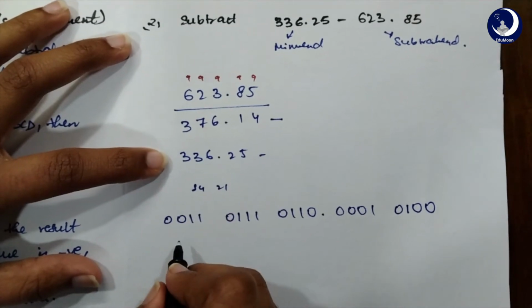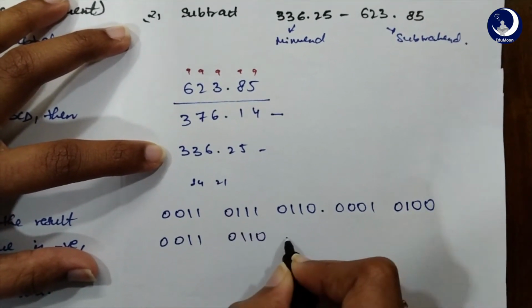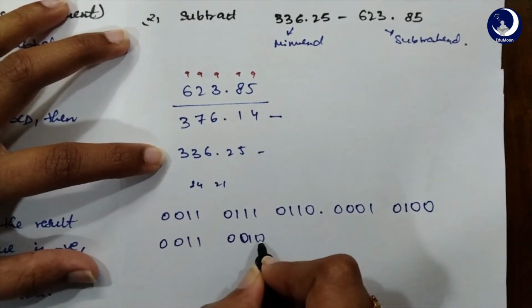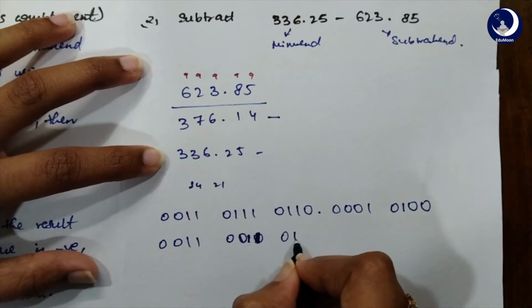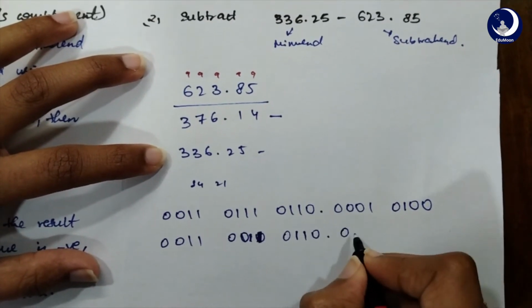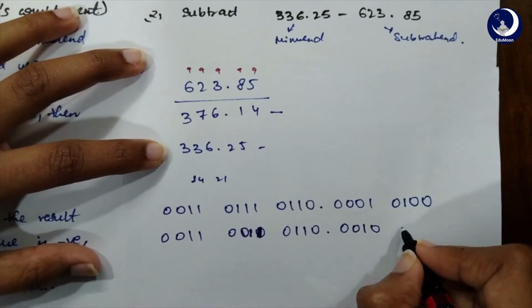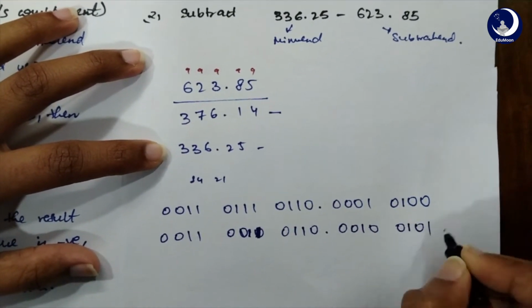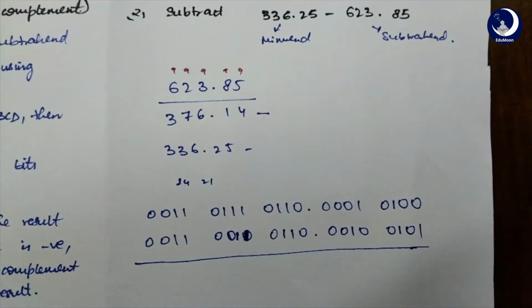And then for 336, what will we be doing? 0011 and 0011, and 0110. Oops, I'm sorry, that is a 1 there. And for 6 it is 0110 dot 0010. And for 5 it is 0101. Okay, never mess up with the zeros and ones or else your entire answer will be wrong.